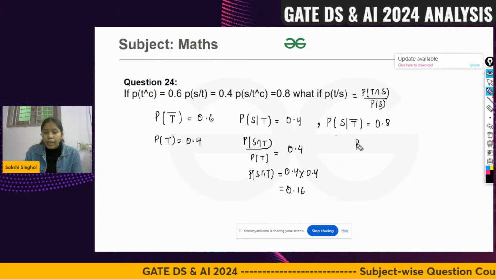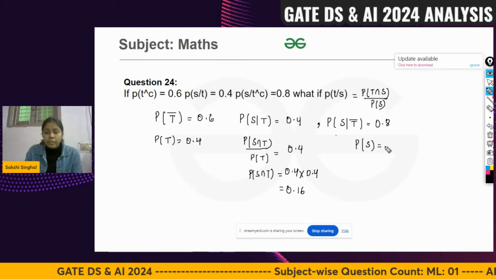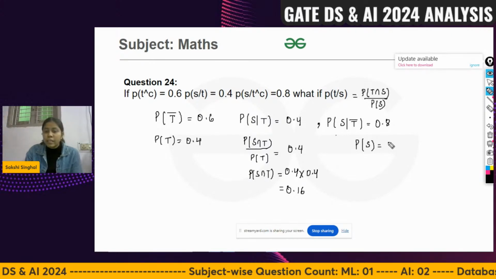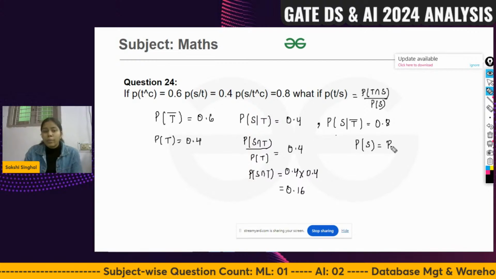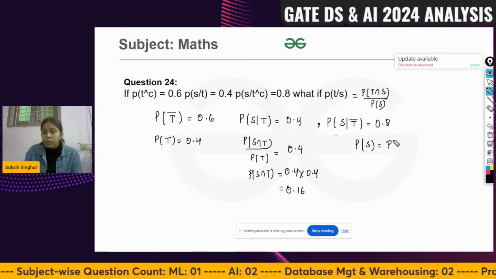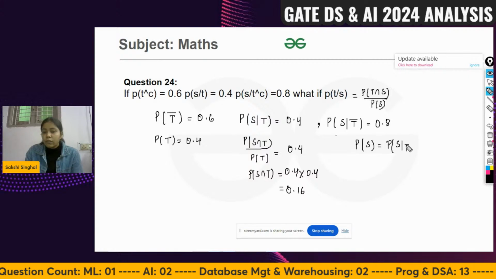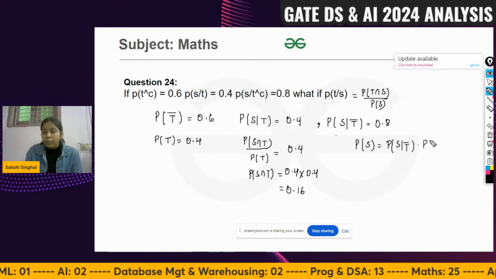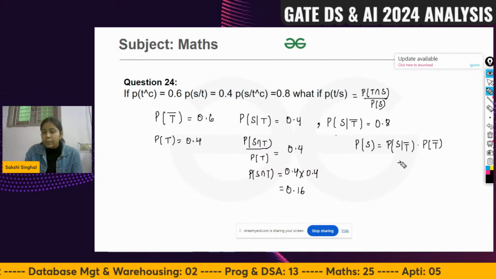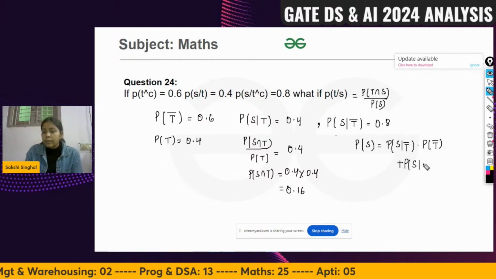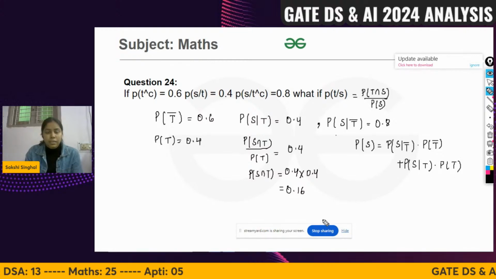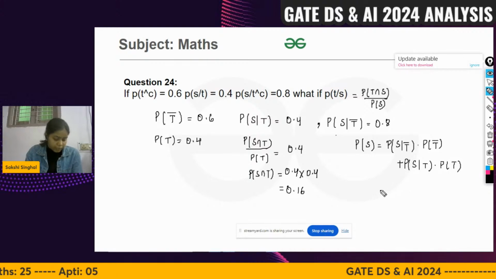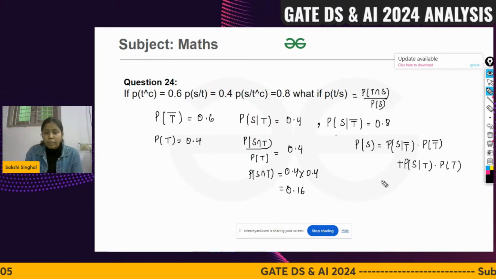And now I have to find the probability of S. So how do I find the probability of S? If you remember the law of total probability, what would it say? I would write probability of S given T bar into probability of T bar plus probability of S given T into probability of T. That is the law of total probability, right? This would help me find the probability of S.